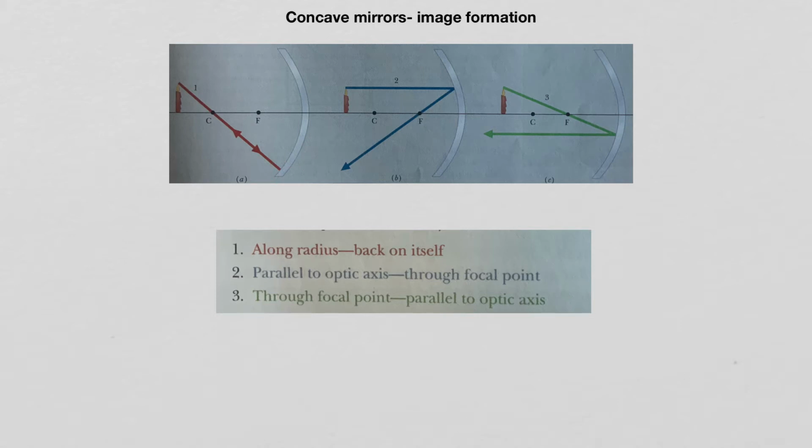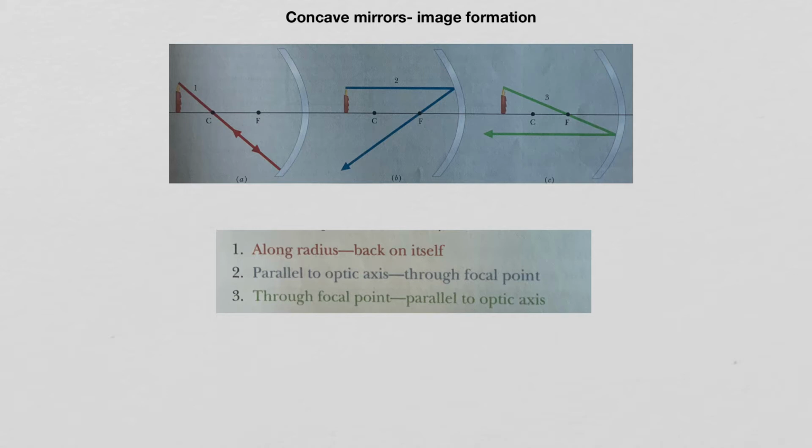Ray number 2 is incident upon the mirror, parallel to the optic axis. And after reflection, as I already discussed before, it will pass through the focal point of the mirror. Ray number 3 is incident upon the mirror by passing through the focal point. After reflection, it will be traveling parallel to the optic axis.